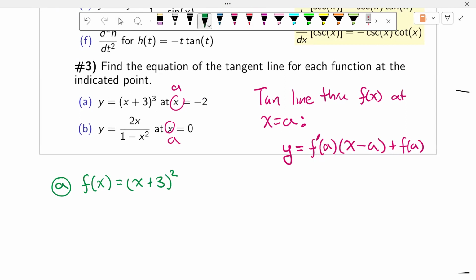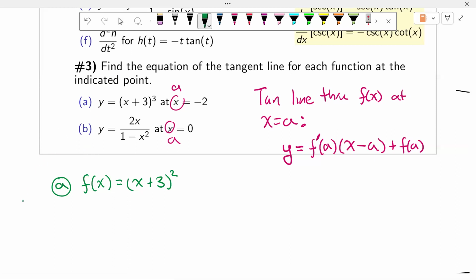So in part A, your f of x essentially is x plus 3 squared. I don't know if that was obvious. All right, I tried to make it a little confusing by calling it y. That's just to mess with you. That's the only reason it's there.